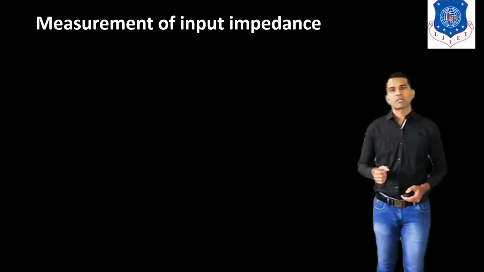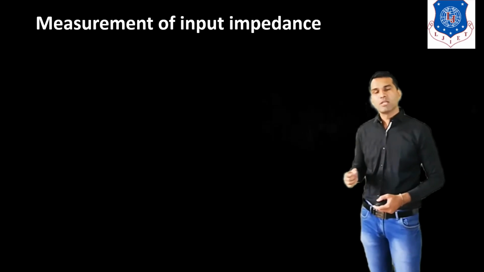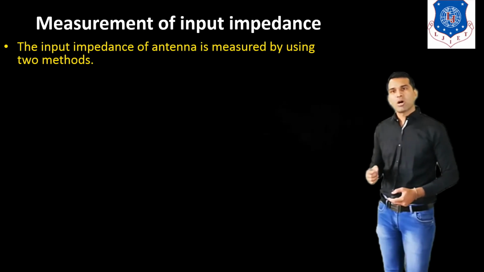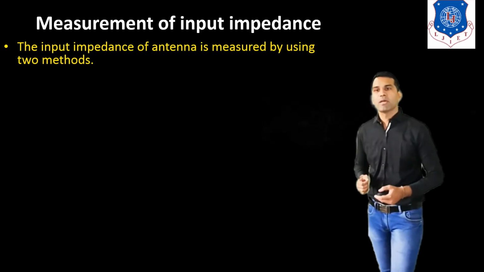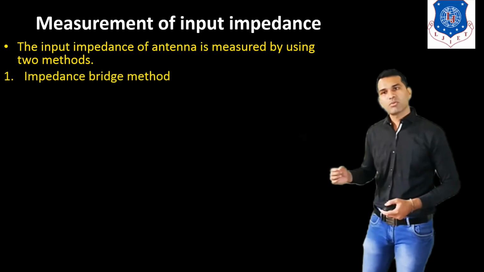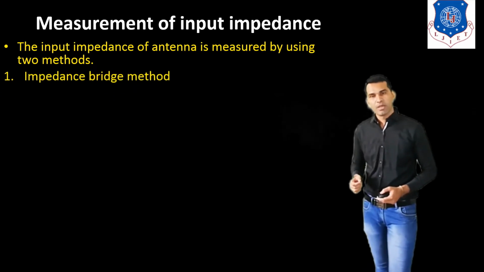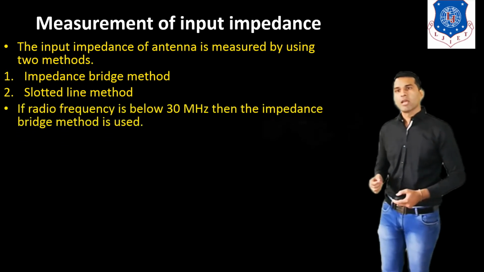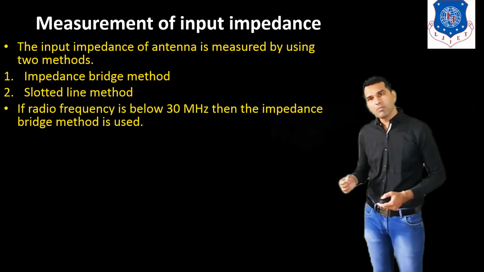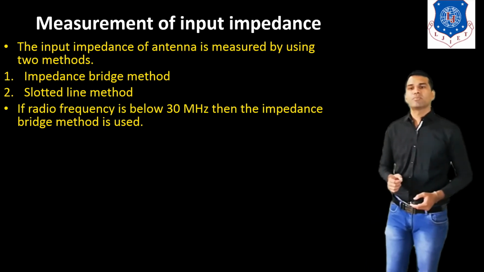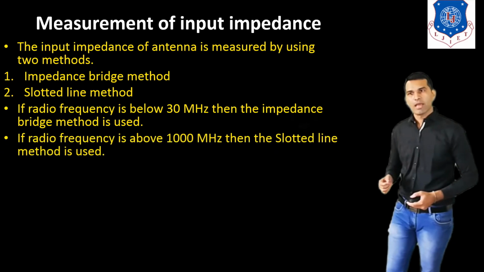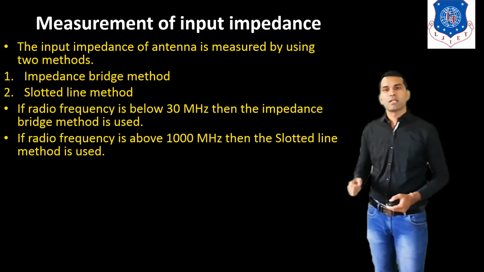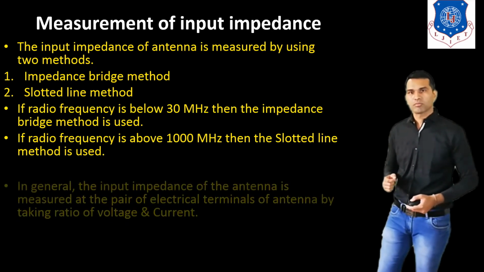Now the next parameter is the measurement of input impedance. The input impedance of an antenna is measured by using two methods. The first one is the impedance bridge method and the second one is the slot line method. If the radio frequency is below 30 MHz, then the impedance bridge method is used. And if the radio frequency is above 1000 MHz, then the slot line method is used.